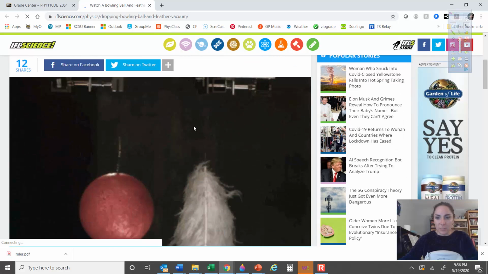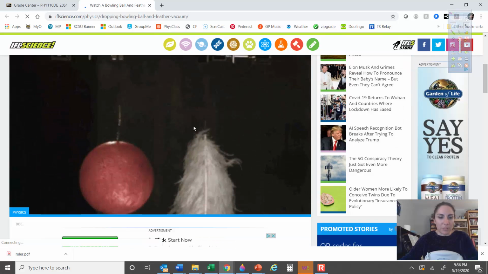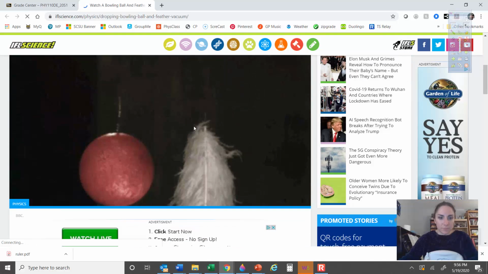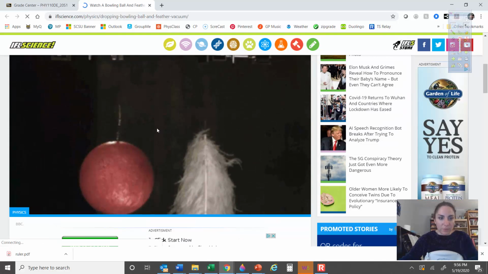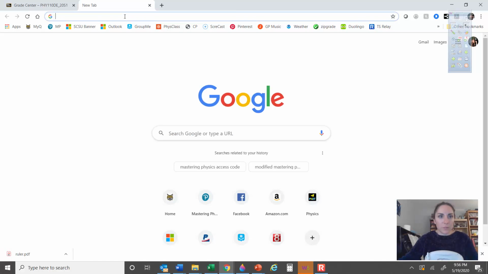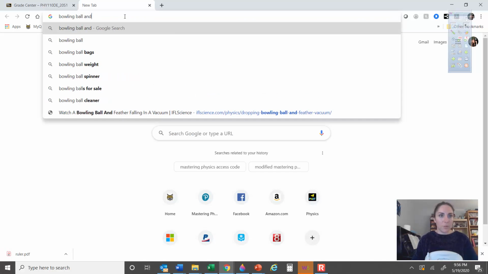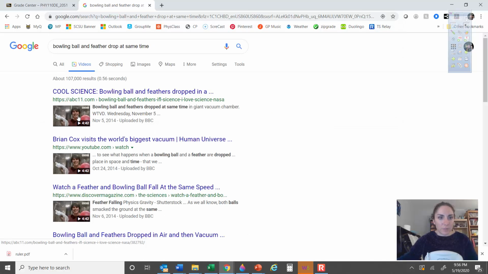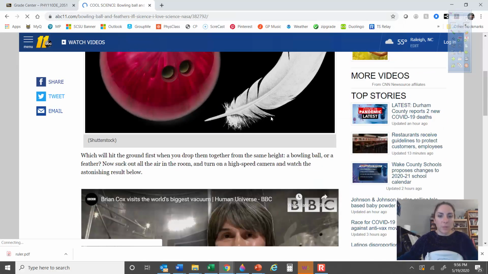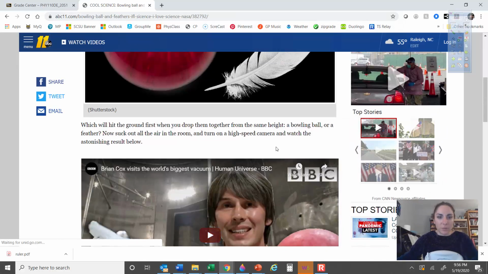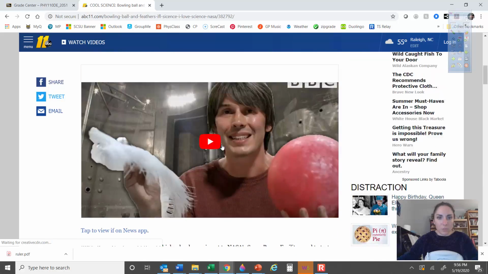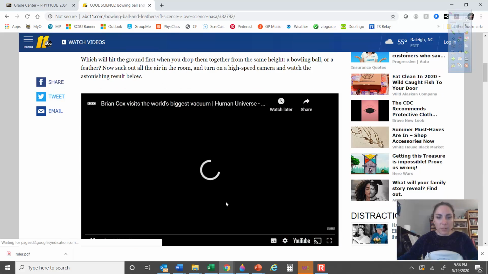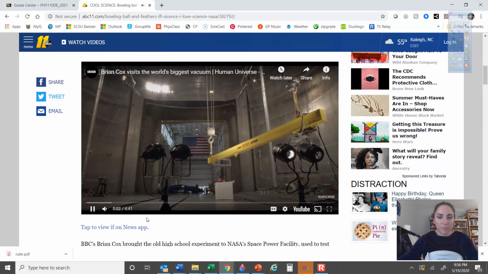Last time I tried to do this, it did this to me, so I'm not too surprised that it's doing this. I don't even know what that's down there, and I don't even look at it. So, let's try a new link. Let's do, what is that, bowling ball and feather. Drop at the same time. Let's see if I can just get a different video. Oh, good, the shortened one. Hopefully this works. One of these has got to work. Let's try this. I'm stubborn, so I've got to do it until it works. All right, here we go.